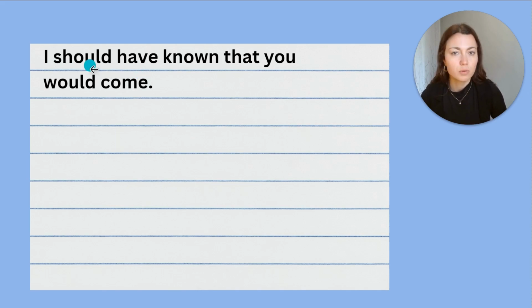It's also said more quickly. So notice this. I should have known. Da da da da. That you would come. Da da da come. So instead of reading the sentence, giving each word equal time, I should have known that you would come, we have this nice rhythm that develops because of the stress. Everything not stressed moves quite quickly, then the stressed word is given more time. I should have known that you would come.